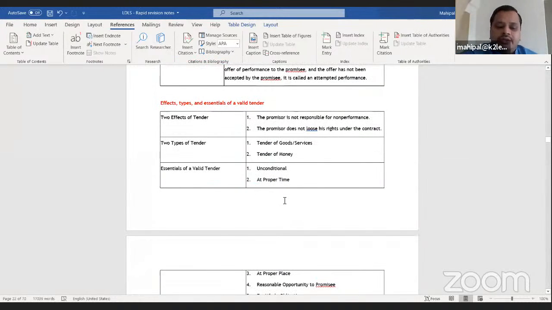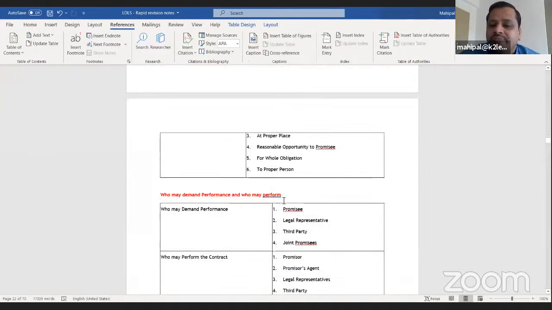Great. Now, tender. What is tender? Attempted performance. Tender could be of two types, tender of goods and services and tender of money. What are the essential elements of a valid tender? Number one, it must be unconditional. Number two, it must be made at a proper time and place. Number three, it must be for the entire obligation. Number four, a reasonable opportunity should be given to the promisee. Number five, it should be made to a proper person, and the tender of money should be in legal tender money.